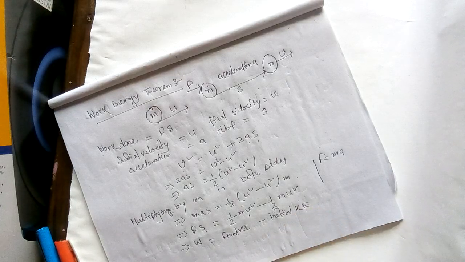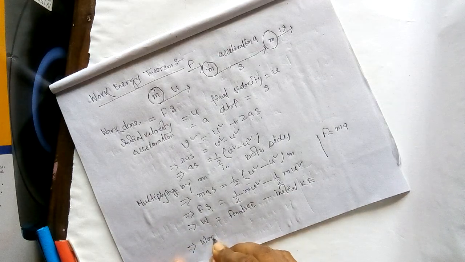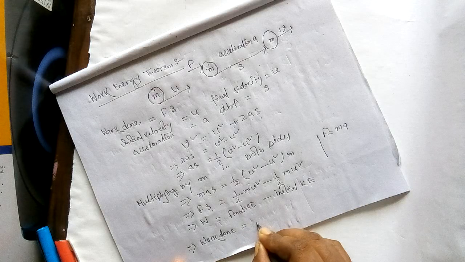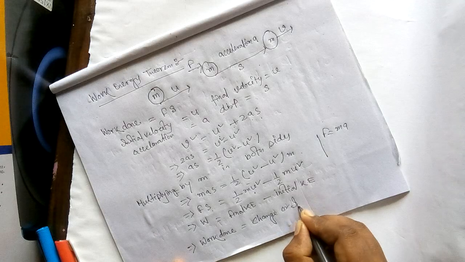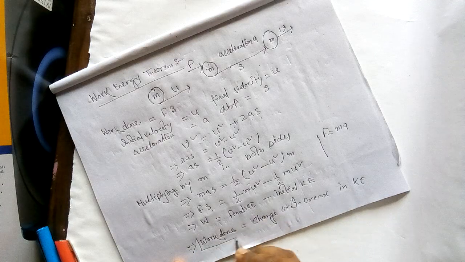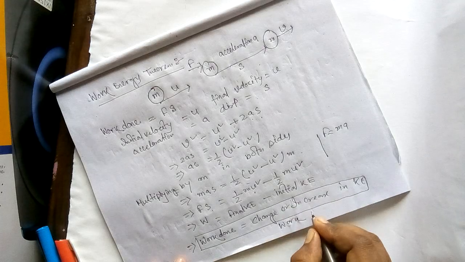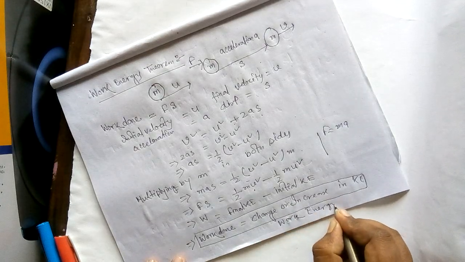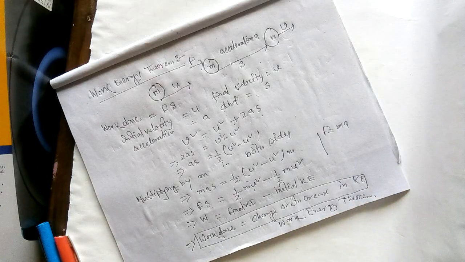So work done equals final kinetic energy minus initial kinetic energy. So here we can conclude that work done is equal to the change or increase in kinetic energy. The whole thing is known as the work energy theorem. So the work energy theorem is nothing but the relation between the work done and the energy.